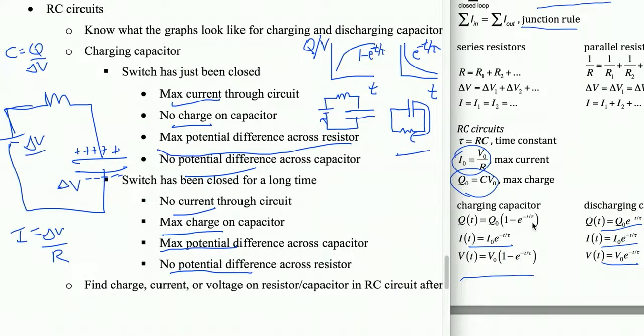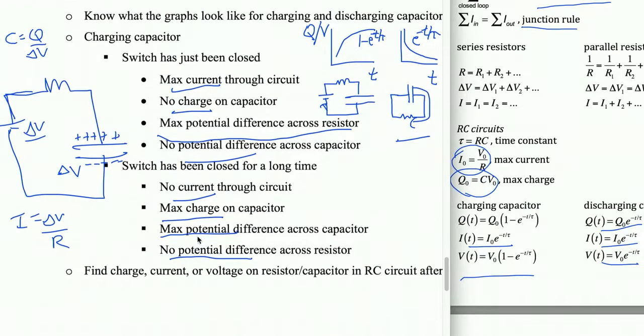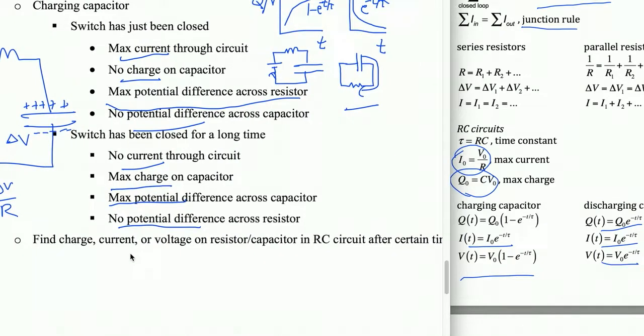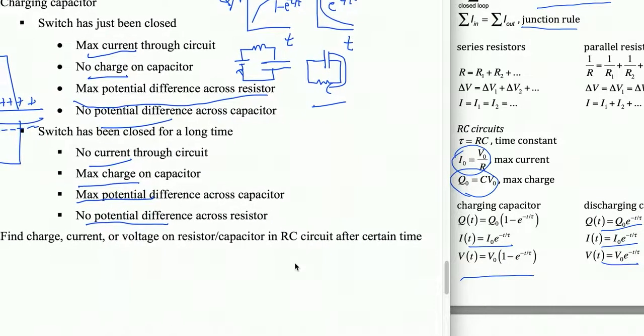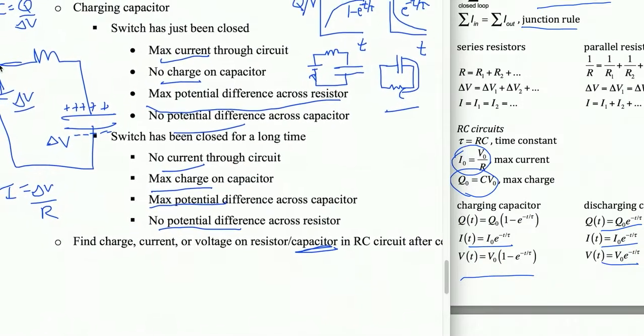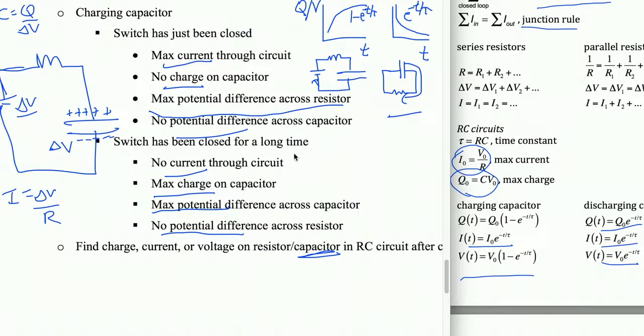Also, remember that the tau in all of these equations, and this is getting to the last bullet here, find a charge, current, or voltage on a resistor or capacitor after a certain time. So all of these equations are giving you everything that you want to know about the capacitor. Alright, so if you're asked for something about the resistor, it would be one of these shortcut things like, okay, after it's been closed for a long time, what's the current through the resistor? And you say 0, you don't have to use an equation.